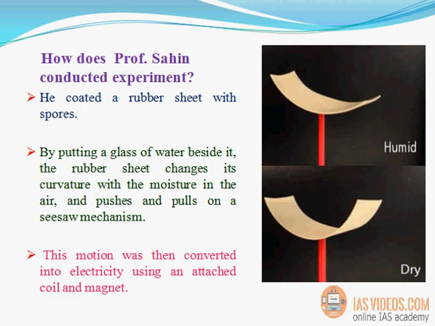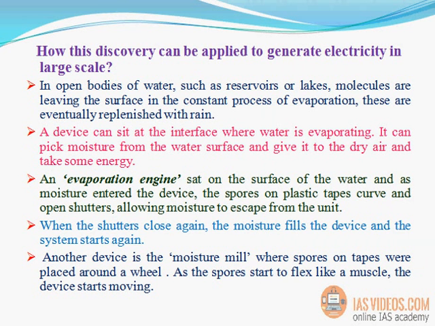How did Professor Sahin conduct the experiment? He coated a rubber sheet with spores. By putting a glass of water beside it, the rubber sheet changes its curvature with the moisture in the air, and pushes and pulls on a seesaw mechanism. This motion was then converted into electricity using an attached coil and magnet.